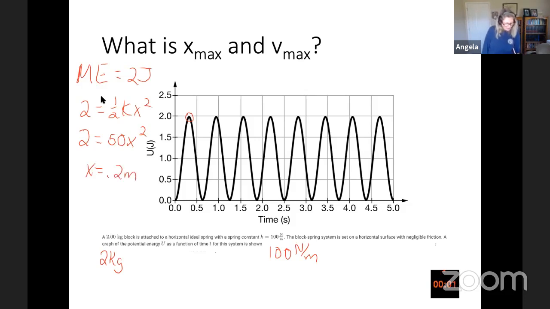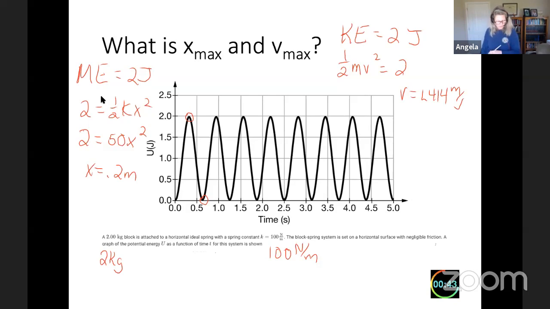And then the maximum velocity would occur at one of these points down here when the potential energy is 0. So the kinetic energy would be 2 joules at the max. So 1/2 mv squared equals 2. And they gave us the mass is 2. Half of 2 is 1. I can do that in my head. So v is the square root of 2, 1.414 meters per second. I guess you should round it to 1.4 for sig figs.